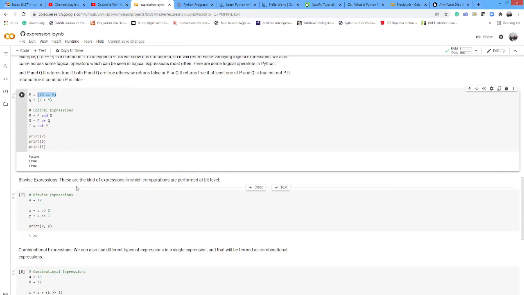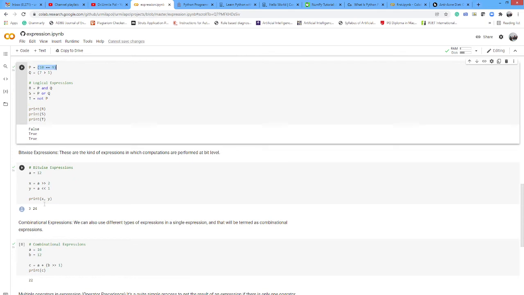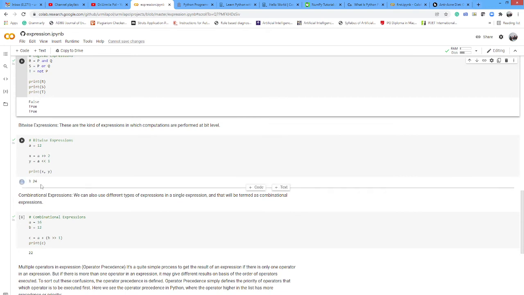Then bitwise expressions. Computations are performed at bit level. a is equal to 12, x is equal to a shifted right by 2, and y is equal to a bitwise and shifted left by 1. Therefore print x comma y. It gives 3 and 24.